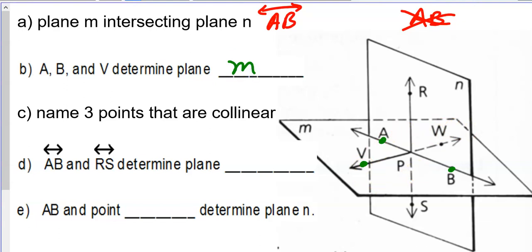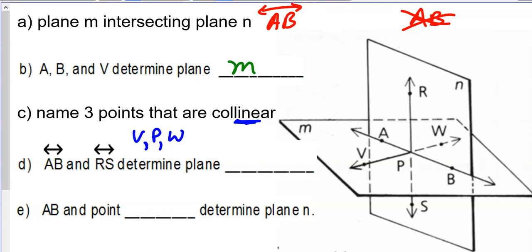All right, so name 3 points that are collinear. They have to lie on the same line. So actually the ones we just highlighted would not work. There are probably a few different answers here. But one set of them would be, for example, I could do V, P, and W. But again, there's more than one answer for this. So hopefully you see here, you could also do R, P, and S. That would be another set of answers. And even A, P, and B.